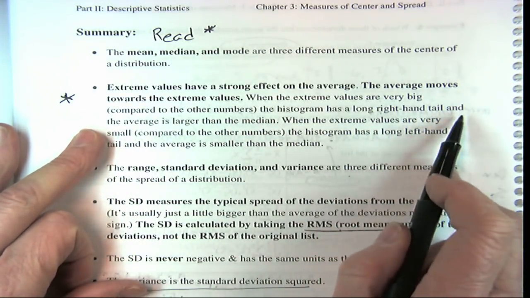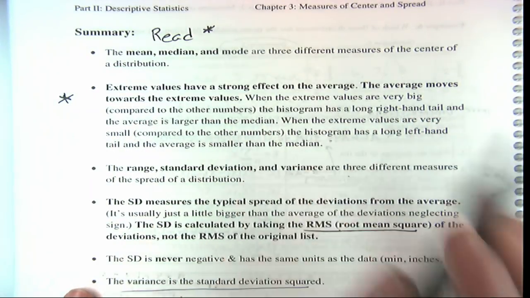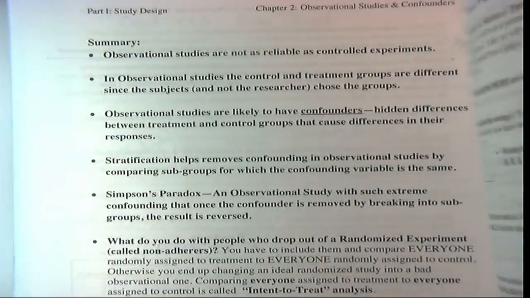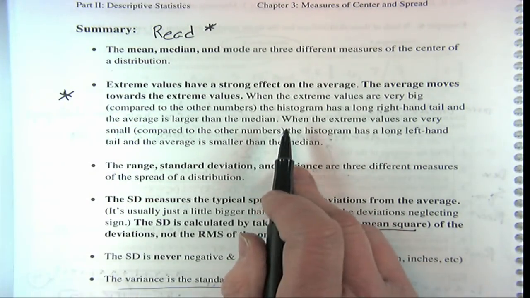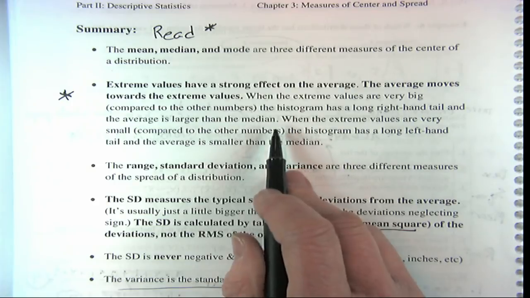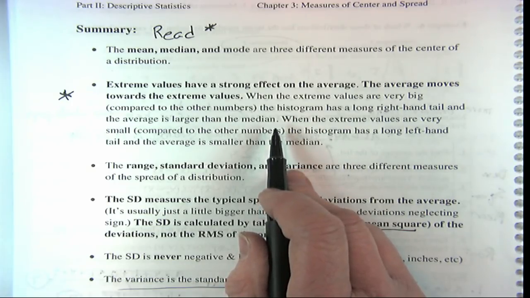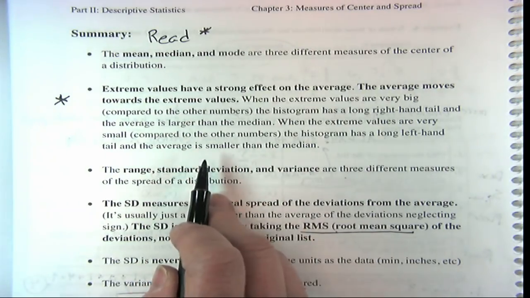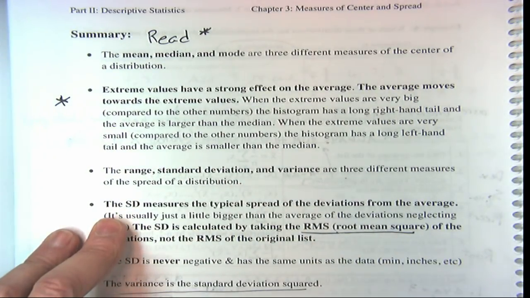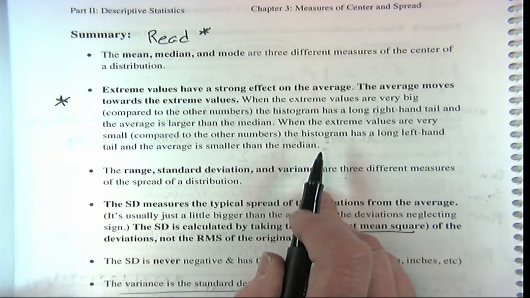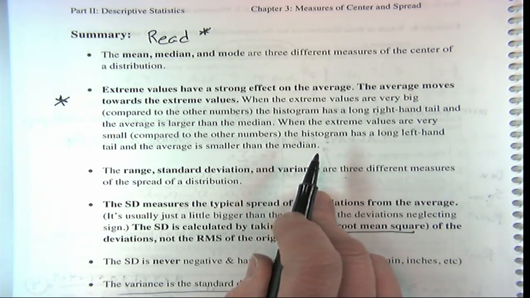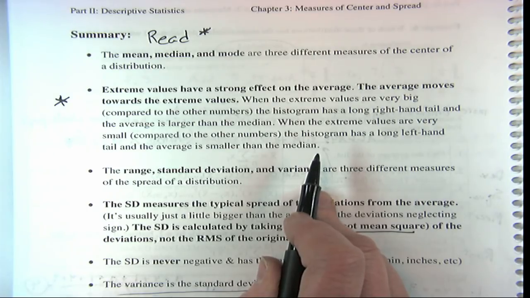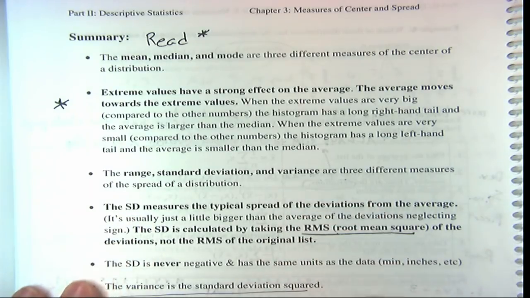So if the histogram has a long right-hand tail, the average is, okay, we haven't talked about histograms yet, so I'll have to do that. But basically, if there are extremely big values, then the average is going to go way up. With extremely small values compared to the other numbers, it will go down. Whereas the median doesn't. So that's often why the median is used in skewed data. All right, and what else?